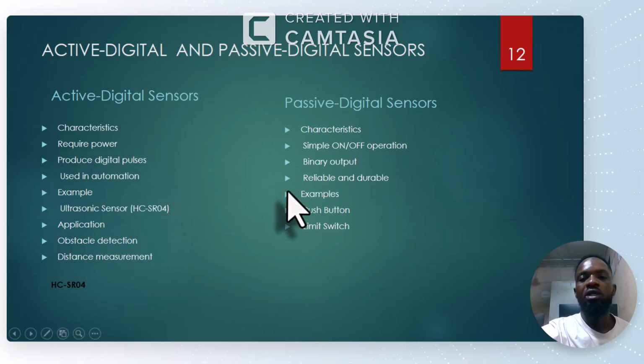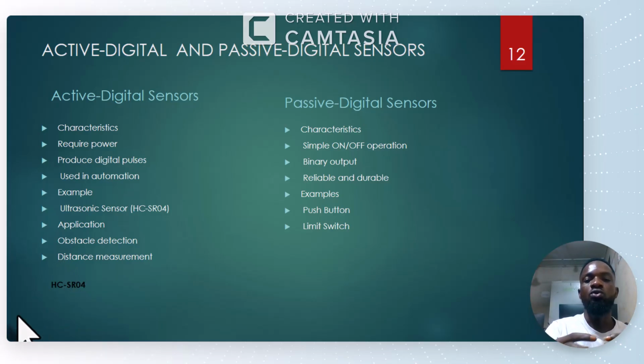Then the passive digital sensors also, we look at the characteristics. We have the simple on and off operation, we have the binary output, then we have reliable and durable. Then examples, we look at the push buttons and then the limit switch. Remember we mentioned this also in our previous slides. So definitely some of these are just linked to one another.